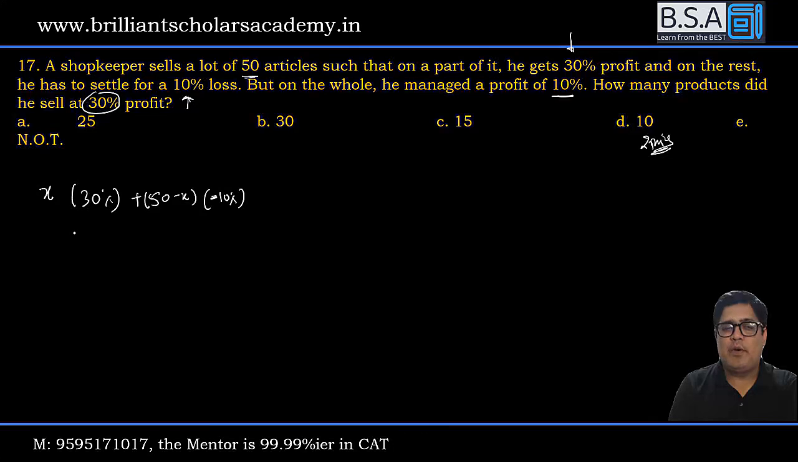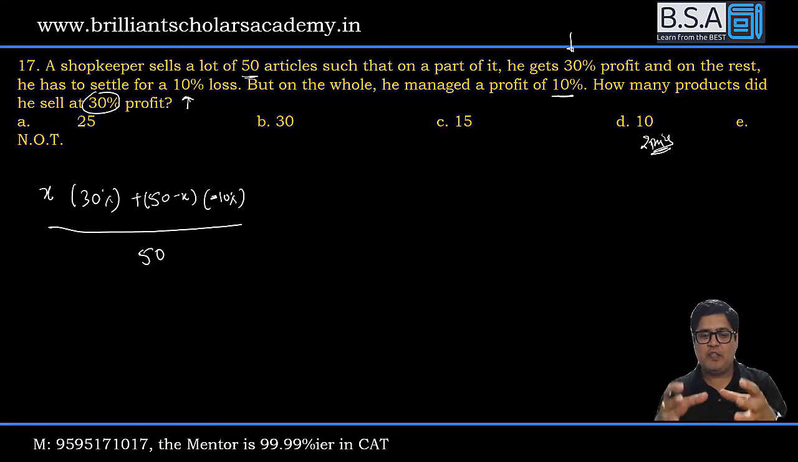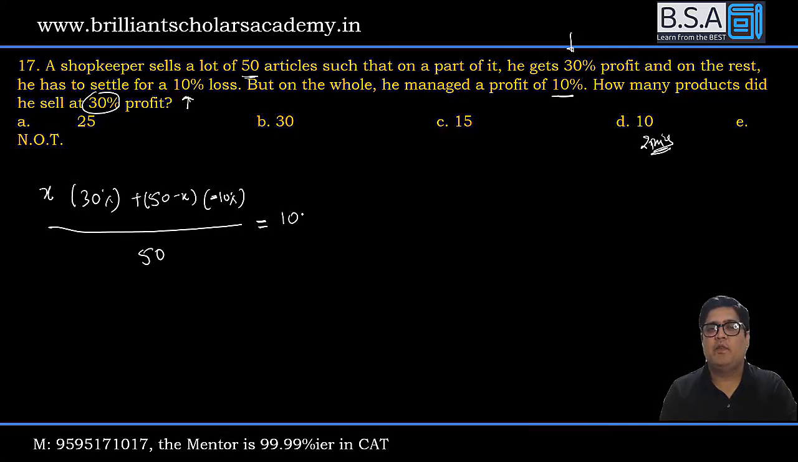How many total products are there? Total products are 50. This is weighted average. We have talked about this. When you are splitting the component in two parts and selling one at profit, one at loss, in whatever fraction, whatever amount, you apply the weighted average approach. And this leads to an overall profit of 10%. So you have to simply solve this equation. Your answer will be there.